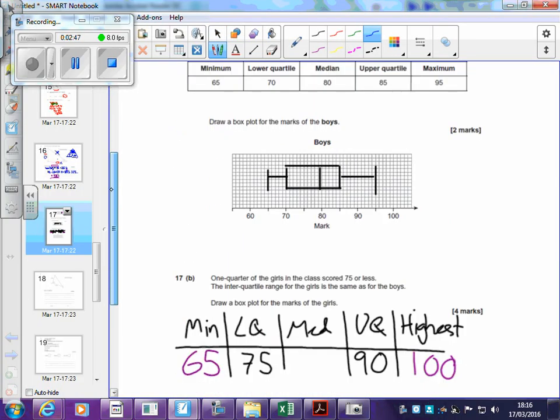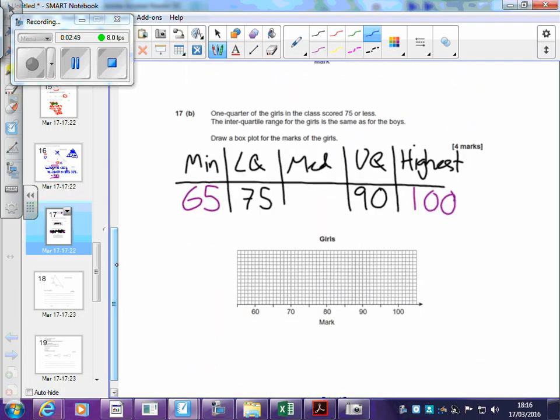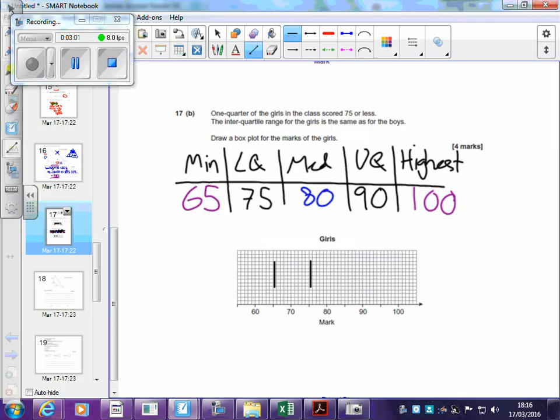Finally, that just leaves me with the median. If I look at the median for everyone, it was 80, and for boys it was 80, so for the girls it must also be 80, and that's all of the information. Once you've done that, it's just doing the same thing as we did for the boys: getting the five key bits of information, drawing those onto your graph, and joining them up like that. Spot on.